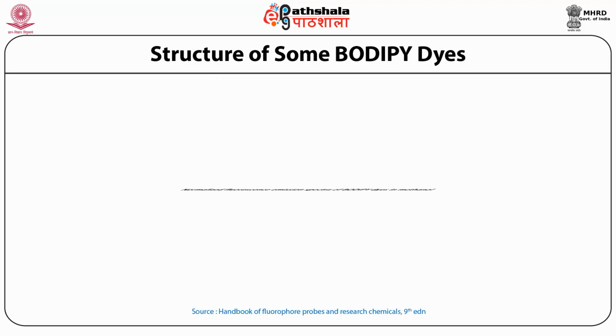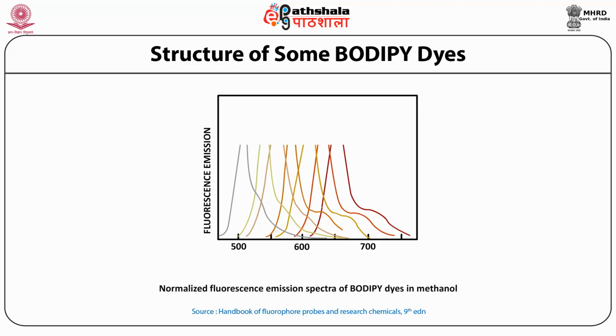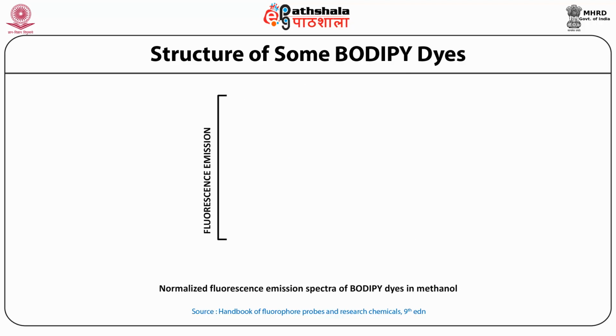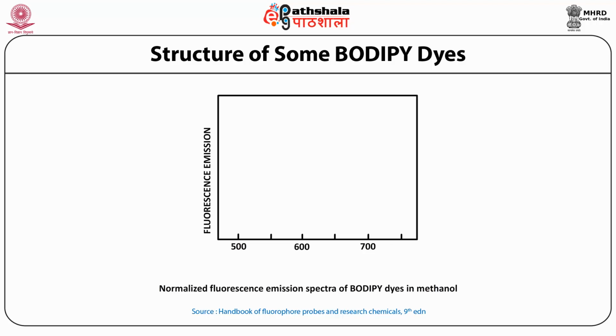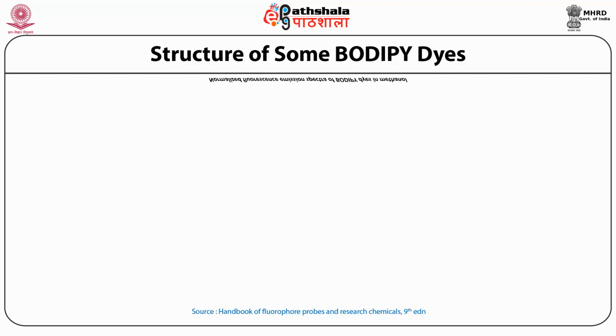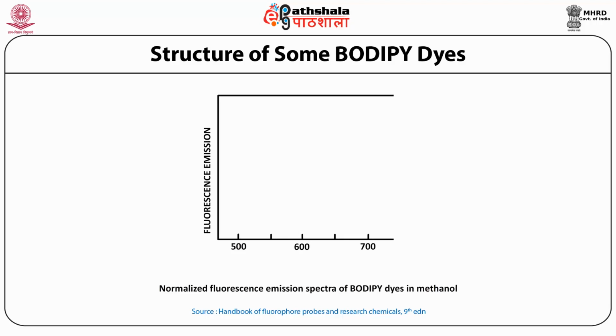This slide shows you the normalized fluorescence emission spectra of BODIPY dyes in methanol. A large number of BODIPY dyes are available with different emission wavelengths. The numbers 1, 2, 3, 4, 5 to 7 show different BODIPY dyes available and their spectra, and you can see the spectra shifted to the right, that is, a bathochromic shift is observed.